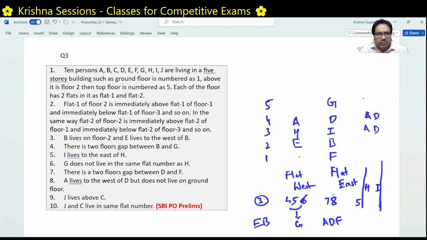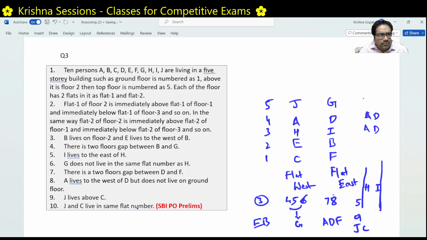So I and H have to sit on the third floor only. I is on the east of H. That means I is in the east flat, and only one slot is available, that is floor number 3. So naturally H becomes this. J lives above C. So that means naturally this becomes C and that becomes J. This is condition number 9. Condition number 9 will derive J and C.